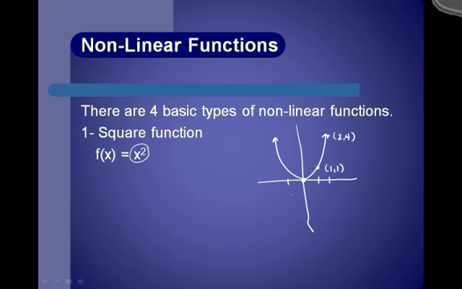And same thing back on the other side. If x is negative 1, negative 1 squared is 1. If x is negative 2, negative 2 squared is 4. So your graph would look something like that. The domain of any square function is all real numbers. We could plug whatever we wanted in for x.